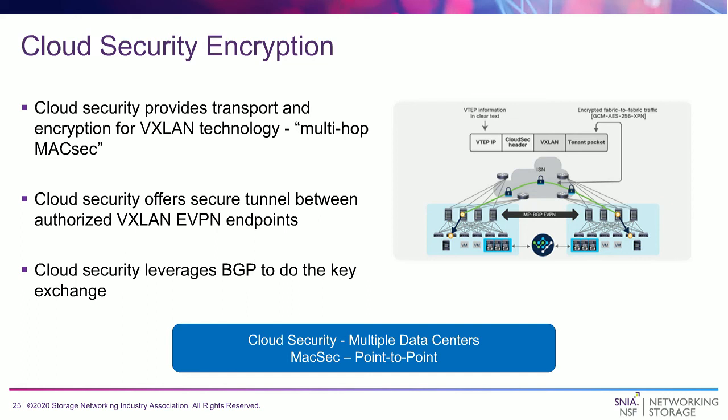But what happens, if you think about it, when you have multiple data centers? This is where it becomes VXLAN, what we call multi-site or multi-data centers, which provides a scalable interconnectivity solution among the data center networks. Now, the question becomes how can I provide some type of security? Because you can see in the previous slide, MACsec is a point-to-point technology. Well, with CloudSec encryption, I can literally provide a multi-hop MACsec.